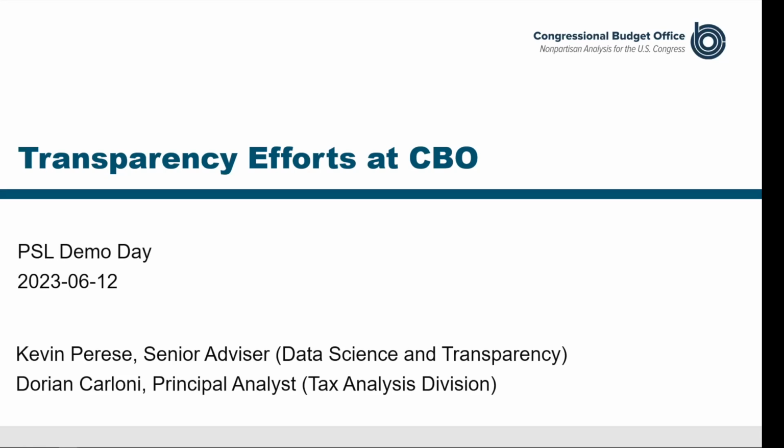I'm really pleased to have Kevin Perese and Dorian Carloni, both from the Congressional Budget Office, with us here today. They're going to split this presentation, and Kevin's going to start talking about transparency efforts at CBO and what they've done to open source some of their work. And then Dorian is going to present on a particular model that they've made open source, their capital taxation model. So with that, Kevin, please.